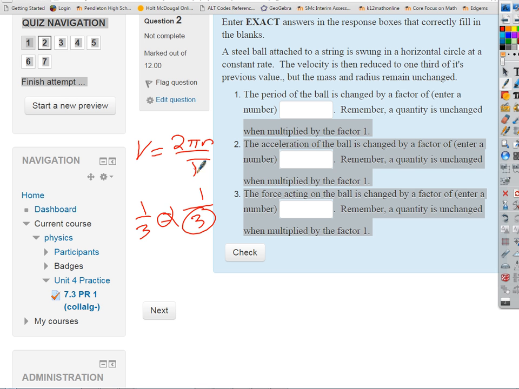1, 2, 3, 4, 5, 6. Was anybody gone today? I think everybody's here. 1, 2, 3, 4, 5, 6, 7, 8, 9, 10, 11, 12, 13. Yeah, everybody's here then.